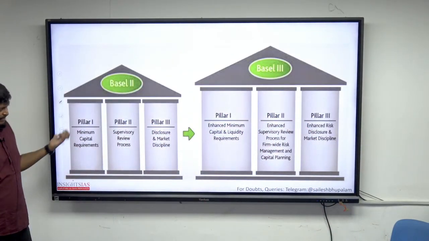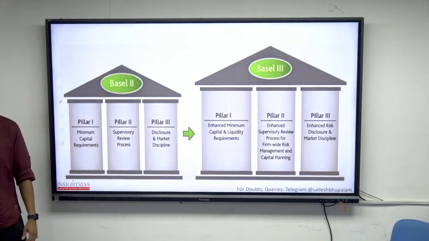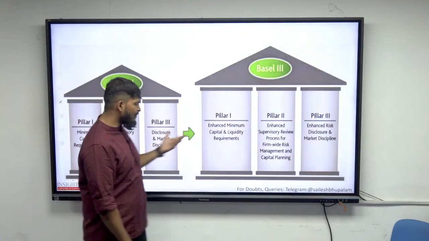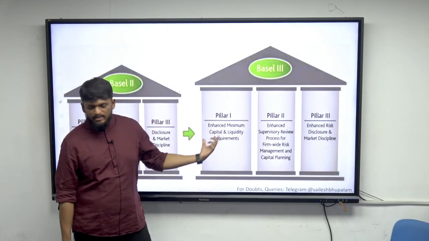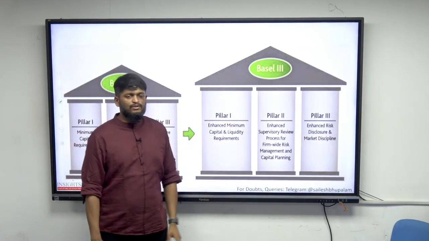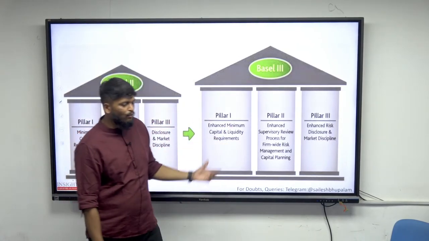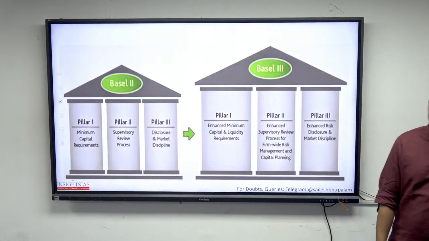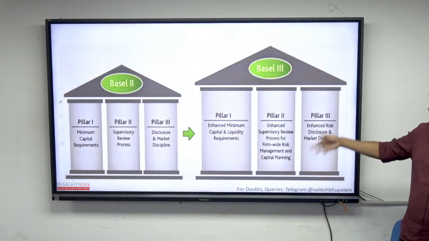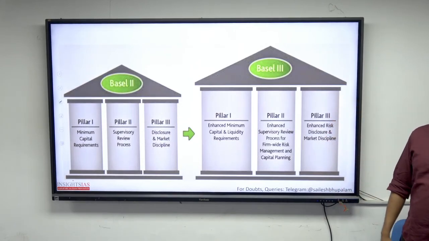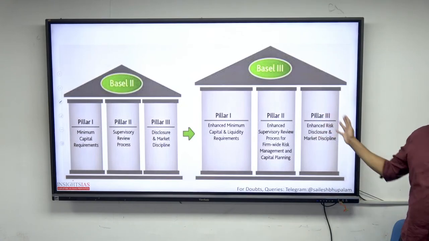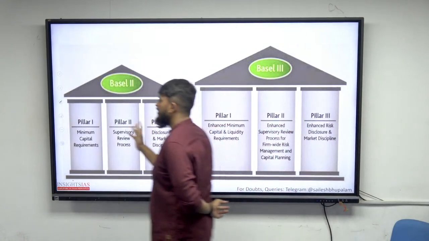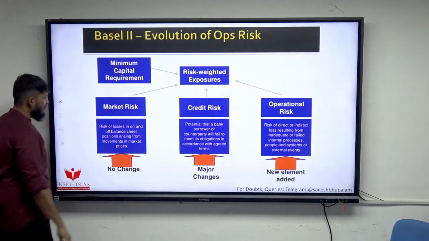Between Basel II and Basel III, they did not create any third pillar. Only three pillars are there in both. They just enhanced them: the minimum capital requirement was 8%, now 9%. Similarly, supervisory review: supervision used to happen once in 6 months, maybe now once in a quarter. Enhanced risk disclosure: earlier they were disclosing fewer variables, now they are disclosing more. So the number of pillars has not increased. Each pillar they have tried to strengthen. They are trying to do the same thing but in a much more vigorous manner to be able to prevent any bank failure.